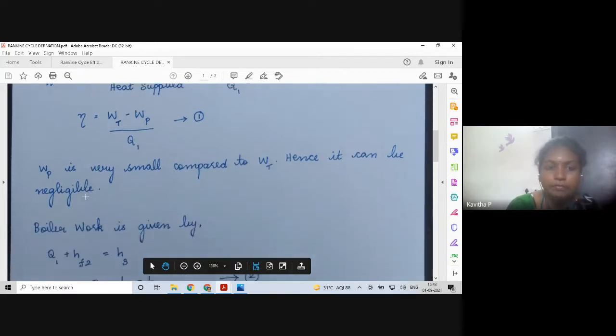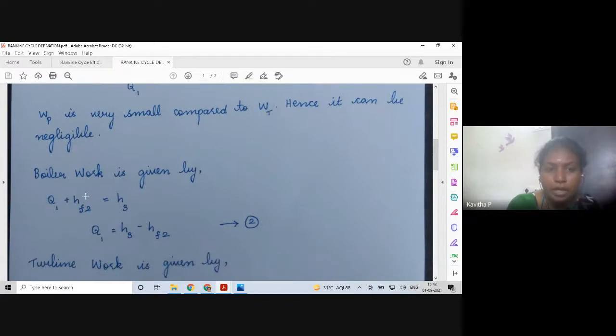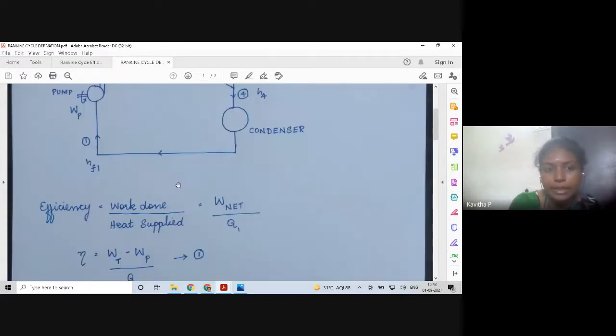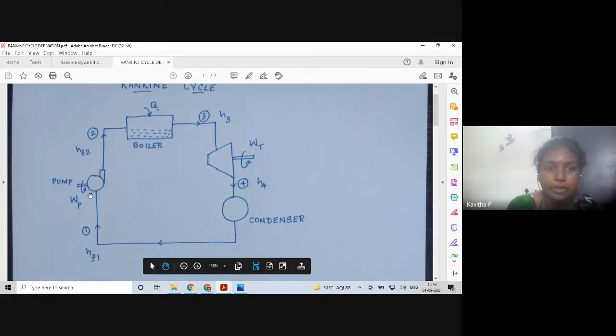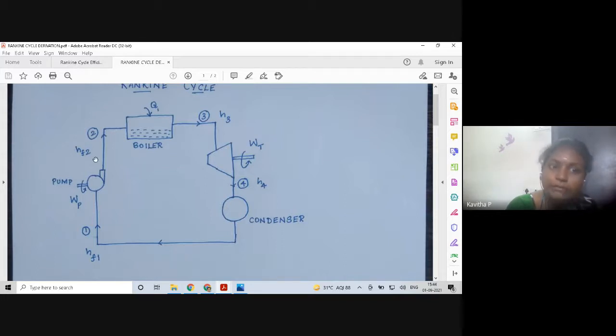So first, to begin with the boiler, let us check what the work done in the boiler is. The H value over here denotes the enthalpy. So what I've taken here is HF1. HF1 denotes the water which is entering the pump. Since it is in fluid state, I've denoted it as HF1. And then the water leaving the pump is going to be of very high pressure and it is also going to be in a fluid state, which is denoted as HF2.